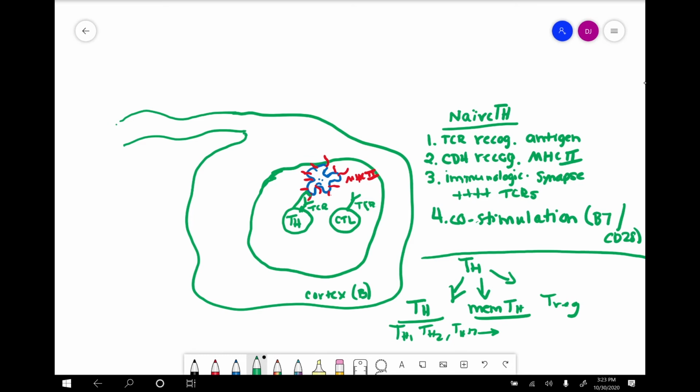The other thing to think about is, where are these helper T cells going? So helper T cells can go to a few different places. The first one is going to go to the tissue.